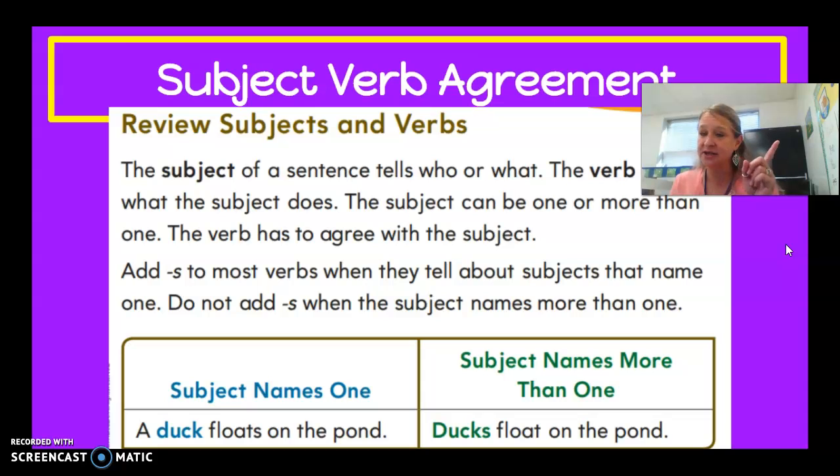Duck is singular. Singular starts with S. Add an S to the verb. What about subjects that name more than one? Ducks. That's more than one duck. Do we need to add an S to floats? No, we do not, because ducks is not singular. It's plural. It means more than one.